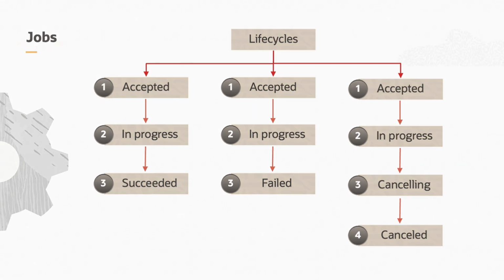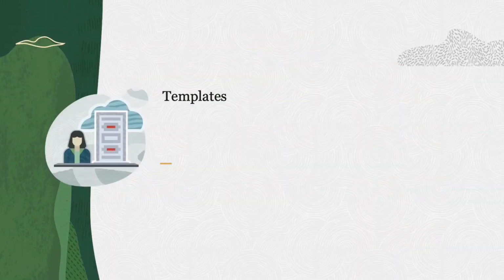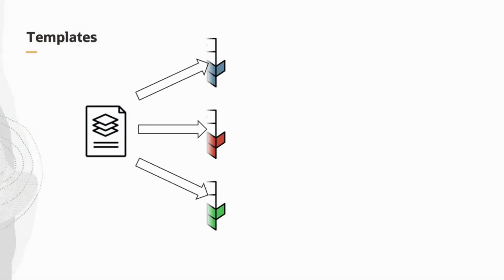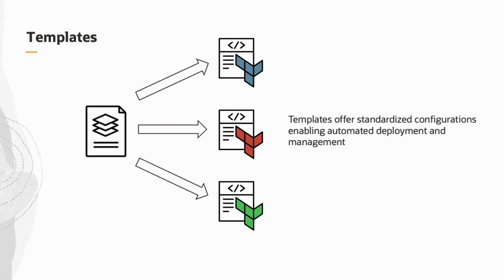operations efficiently. Next, let's talk about templates. In OCI Resource Manager, templates provide standardized configurations that simplify and automate the deployment and management of your cloud resources. Templates allow you to define common infrastructure patterns and reuse them across different environments. This enables you to ensure consistency and efficiency in your deployments. By using templates, you can easily manage complex configurations and streamline your infrastructure management process.